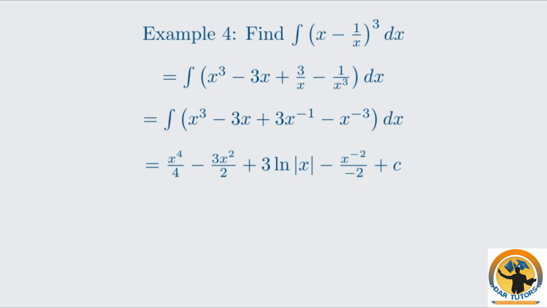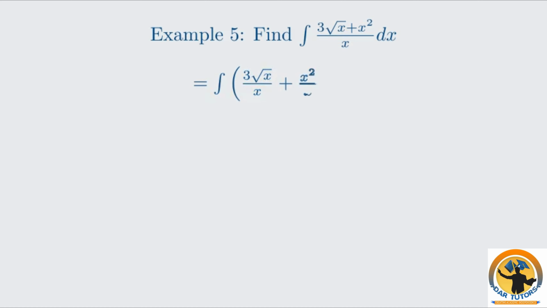Finally, we simplify the expression. The two negatives cancel out, and x to the negative 2 becomes 1 over x squared. So our final answer is 1/4 x to the 4th minus 3 halves x squared plus 3 natural log of the absolute value of x plus 1 over 2x squared plus c. Let's look at another example that requires algebraic manipulation, this time involving division.